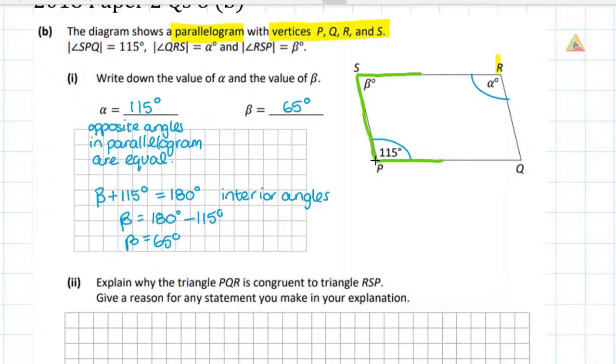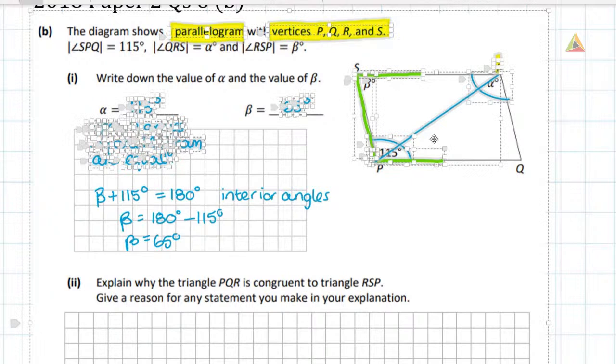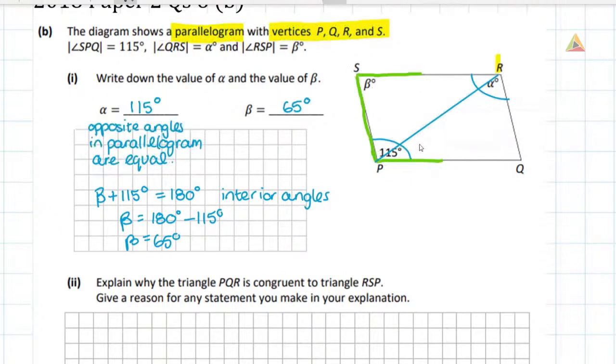So P to Q to R means that we now have this line here giving us two triangles. Okay, so the triangle from P to Q to R is going to be this triangle here. And we want to show that it's congruent to the triangle from R to S to P. So from R to S to P is going to be this triangle here. Now, one of the videos that we're making available this week is going to explain congruency in a bit more detail.